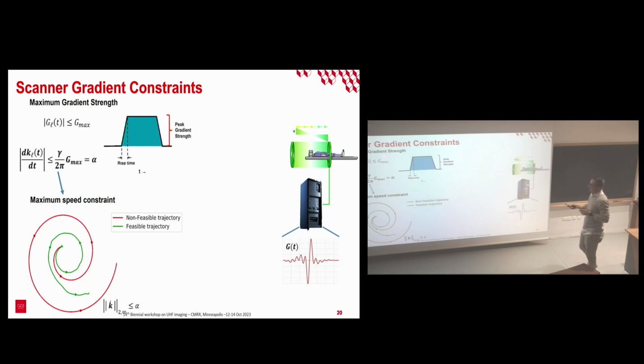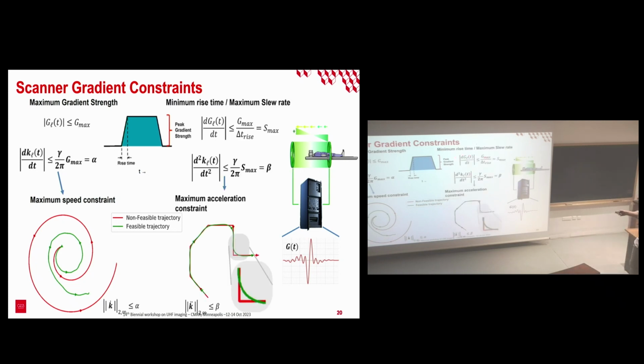The first constraint, on the maximum gradient strength, is called Gmax, and it will basically impact the speed of the trajectory in your k-space, so the function Kx, Ky, and so on. You can see here that, for instance, the red curve is non-admissible because it turns too fast, it goes too fast. It doesn't fulfill the constraint which is written here, a mixed norm, the L2 norm with respect to the derivative of the trajectory, and this has to be fulfilled at any time point. That's why you have a supremum over time, with respect to all time instances.